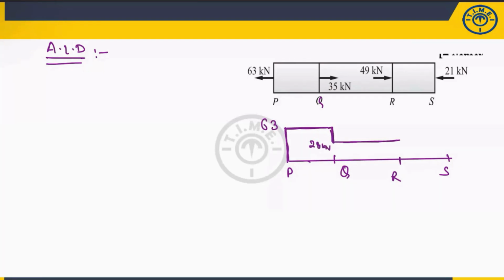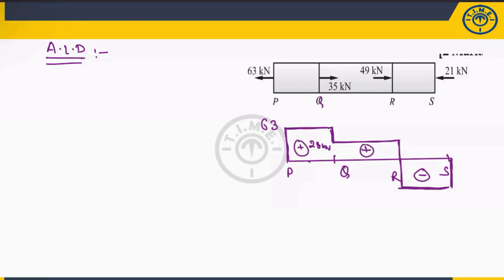Then again constant. Then from here, 49 kilonewton again in this direction. So this is 28 kilonewton, and then 49. So 28 is positive, and 49 minus 28 is 21 only. So it will go 21 downward, then again constant. Now you can see here, this force is acting here, so that means tensile. So this is positive. This is negative, this is positive, this is positive.